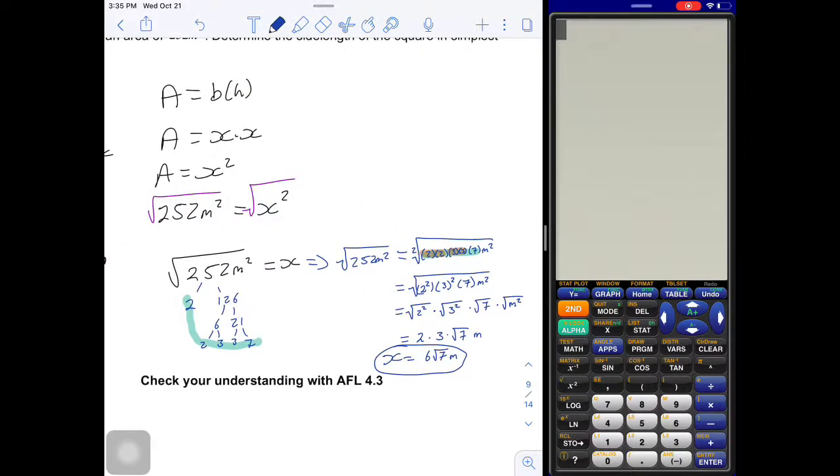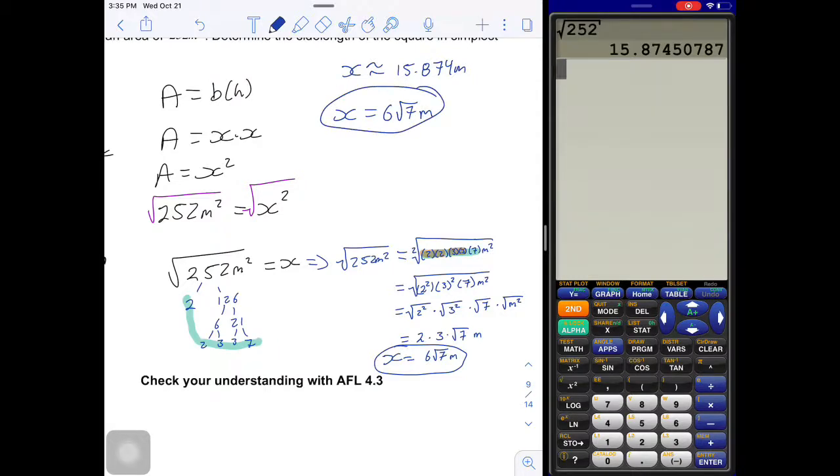Now, in our calculator, if they asked you just for the decimal, we simply would have taken the square root of 252. You learned that in like grade 8? So it roughly equals 15.874 meters, but the actual value is 6 root 7 meters. And if I plug 6 root 7 meters in, we can see it's the exact same answer.